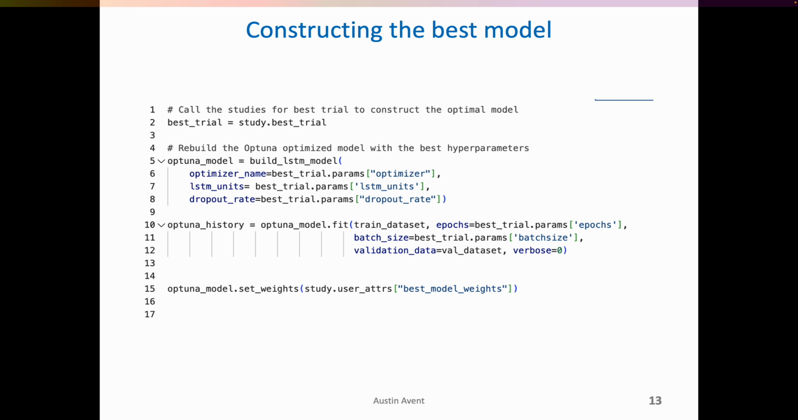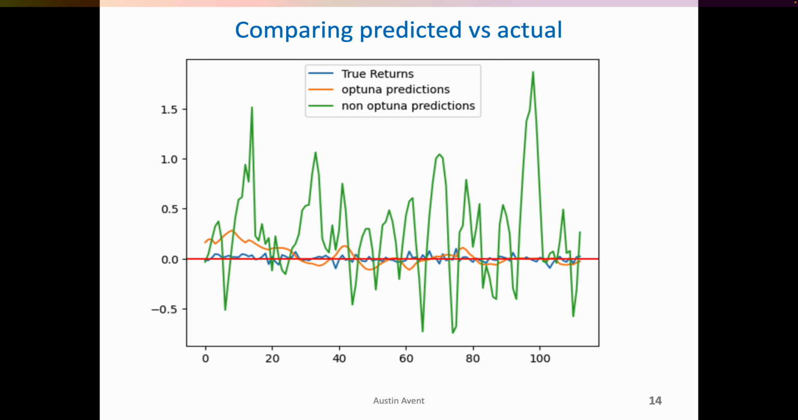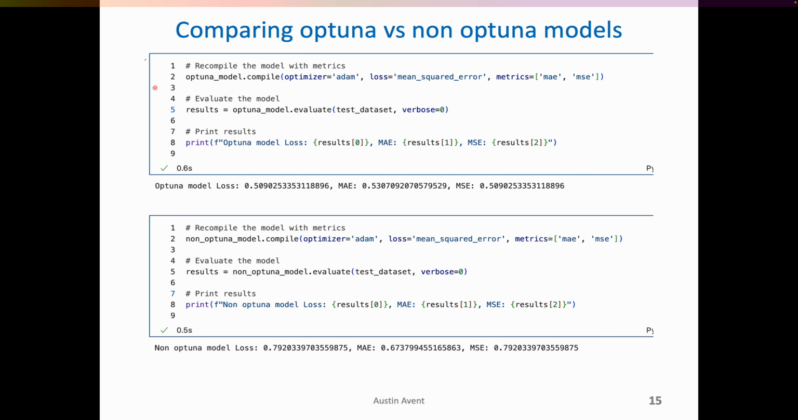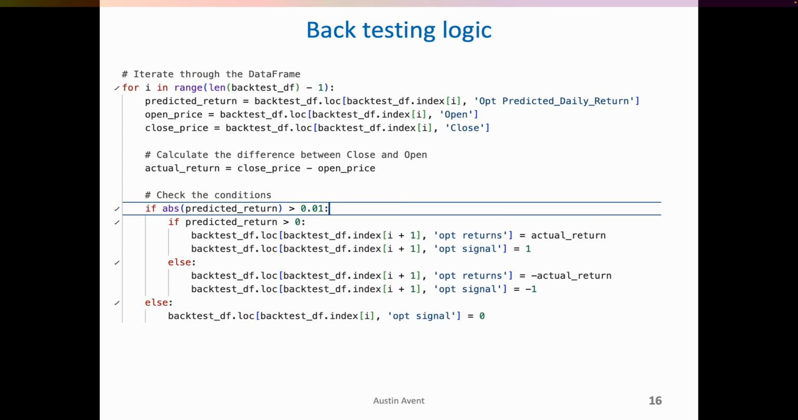So when we want to build the best model, we just have to call in the best trial object from our study, and attach those parameters from the best trial in our LSTM model building function. And so we'll just see here that I had a non-Aptuna model that I built just to serve as a baseline for comparison. And obviously you can see it's a lot further away from that blue line, which are true returns. We're actually targeting daily returns, so that's what these numbers mean. And here you can see the loss difference. Obviously Aptuna did a lot better.